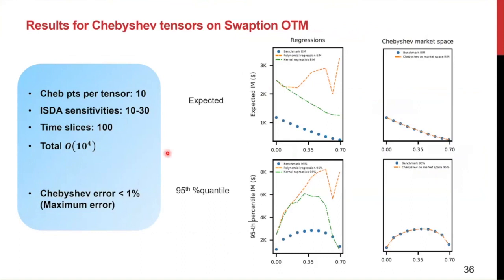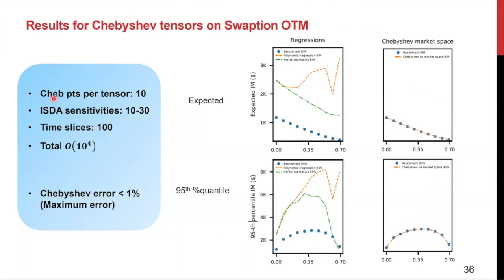First of all, let's focus on the left-hand side, because this is where we summarize the computational effort required in the test and also the error that we obtained for the profiles of dynamic SIMM that we computed with respect to the benchmark, which was obtained through brute force. So how many Chebyshev points did we use per tensor? We were using roughly 10.